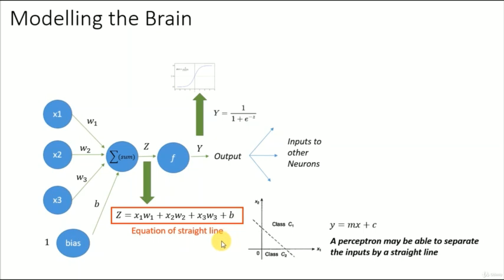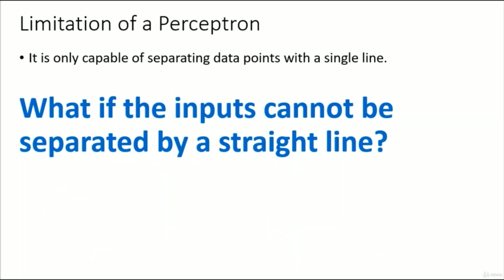This is what's happening. And we realize that this perceptron may be able to separate the inputs by a straight line. So we have two classes, and using this equation, we're able to separate the inputs by a straight line. So we can classify between these two classes, C1 and C2, using this perceptron. Now, what's the limitation of a perceptron? It's only capable of separating data points with a single line. Now, what if the inputs cannot be separated by a straight line?